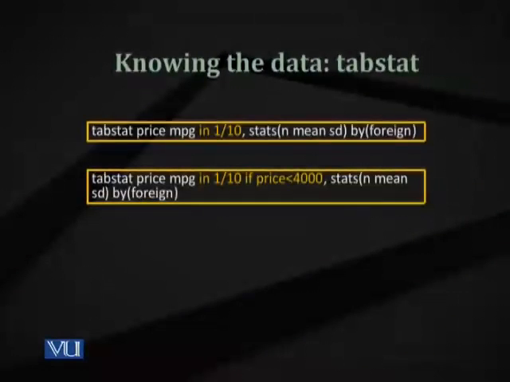Now look at two other ways, combining the if and in statements that you have already used, which can also be used with tabstat. So you are seeing two statements. I leave the result to you. You can type and see what results come. So tabstat price MPG in 1/10. This means the first 10 rows you specify the stats. You can even, in the second statement you see, specify if price is less than 4,000, which means that you are specifying that provide the statistics only for the observations where price is less than 4,000. So you can specify different options and you can have the tables as you like.